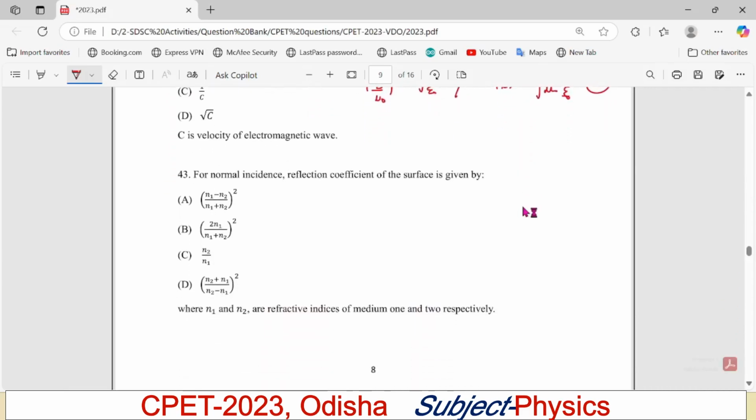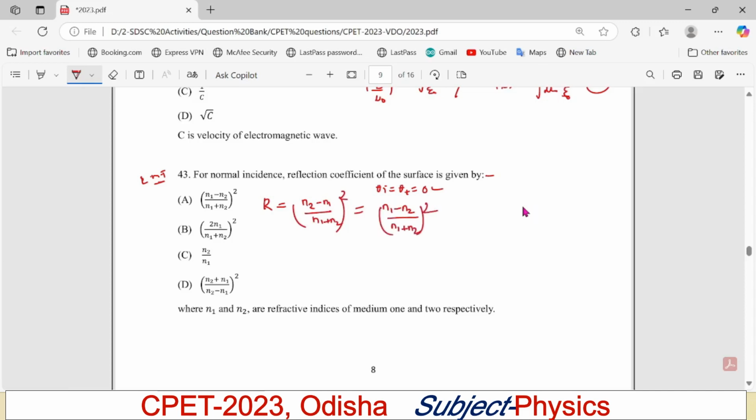For normal incidence, reflection coefficient of the surface is given by. This is a question from electromagnetic theory, EMT. It is itself a direct question. You just remember: reflection coefficient for normal incidence, where the incident angle equals the transmitted angle equals 0 degree. This is the condition, and for this reflection coefficient R is nothing but (n2 minus n1) by (n1 plus n2) whole square, or you can write (n1 minus n2) by (n1 plus n2) whole square.